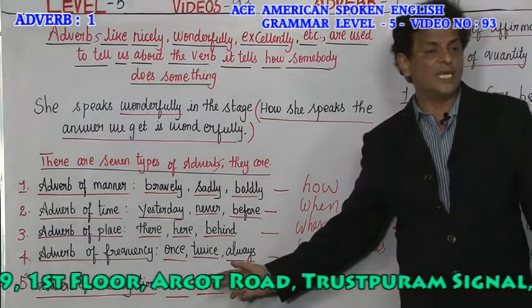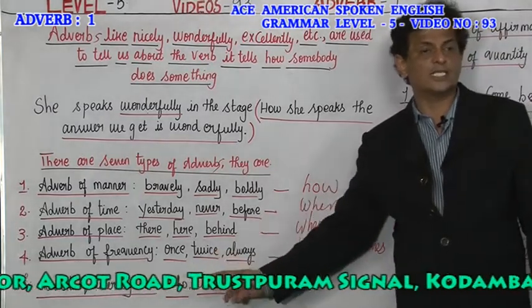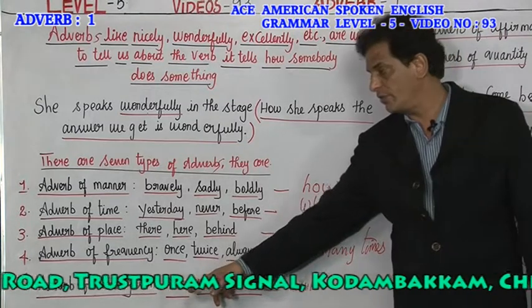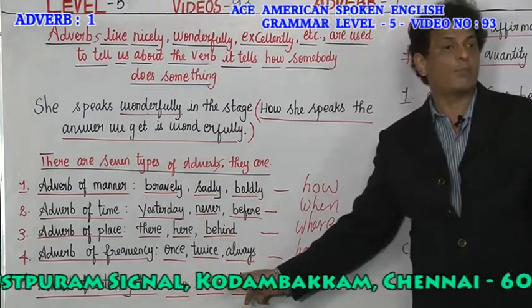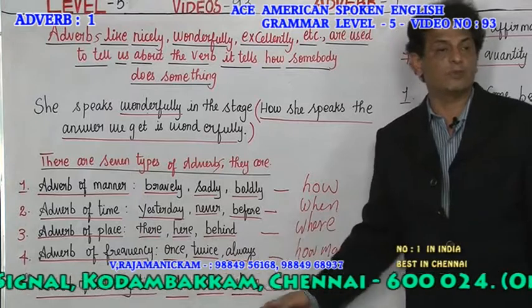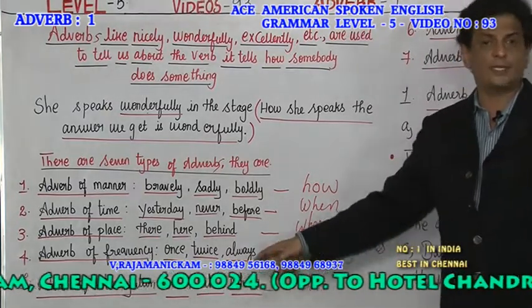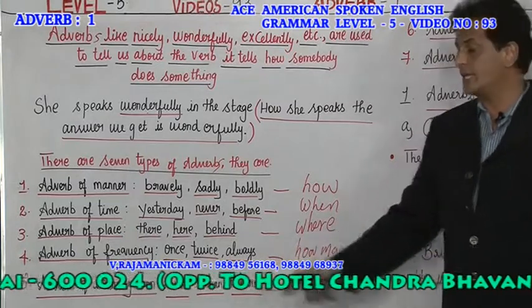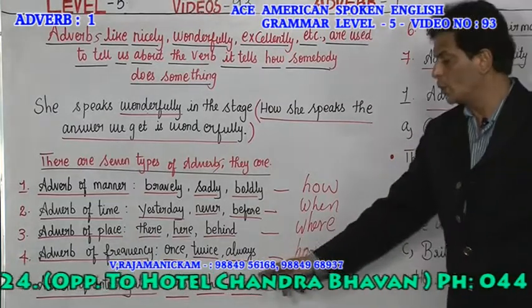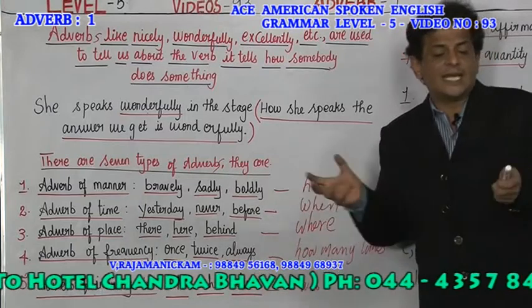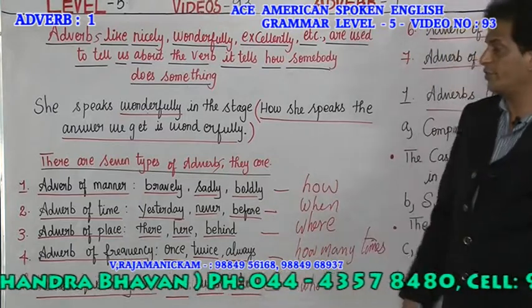Eats. Who eats? He eats. The who becomes adverb of interrogation. Came, when? The when becomes adverb of interrogation. He goes where? He goes to Chennai. Where? That is adverb of interrogation. So who, when, where, when connected to the verb, is called adverb of interrogation.